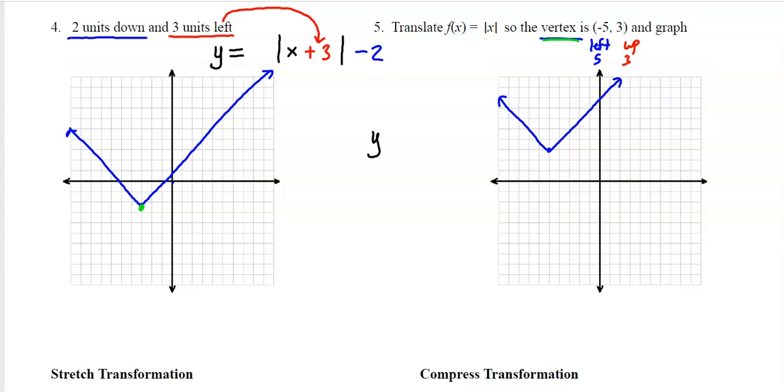So I kind of have my parent function. And let's see what we got to do. Well, we got to go left 5. So that's going to be a positive 5 inside. And then up 3 means we're going to slap a plus 3 at the back side. And we're good to go.